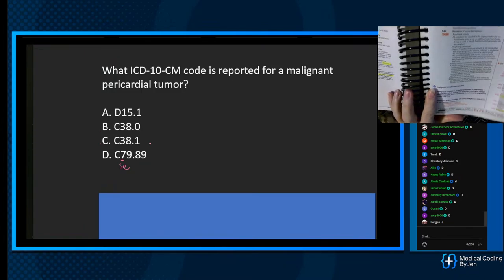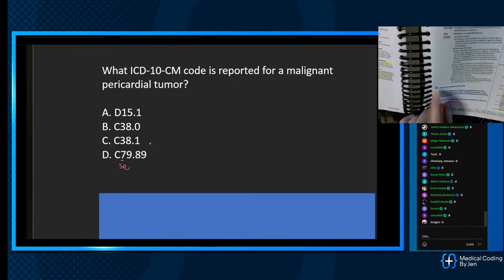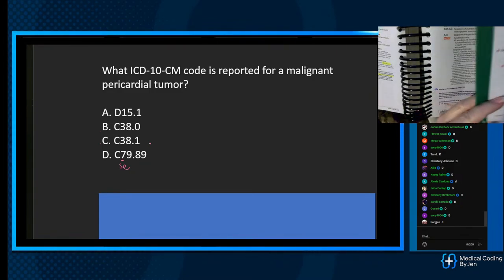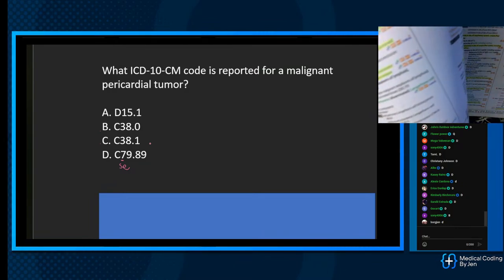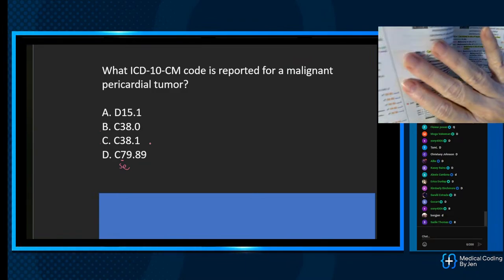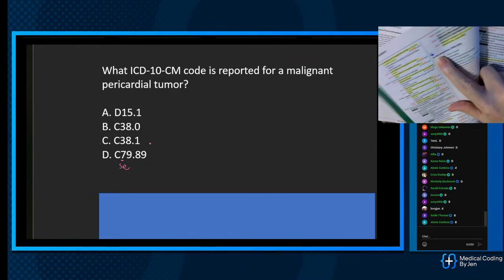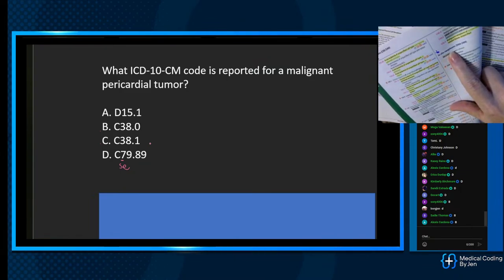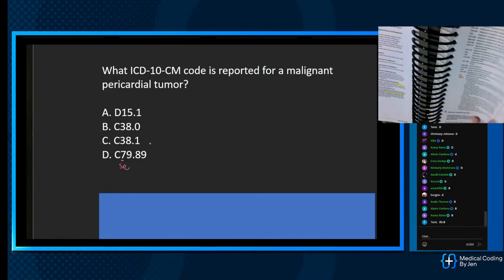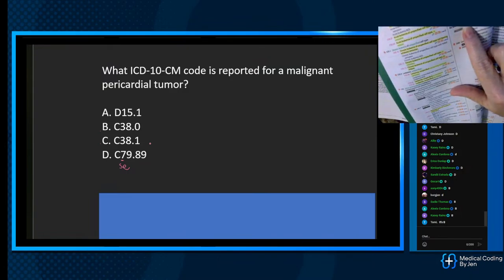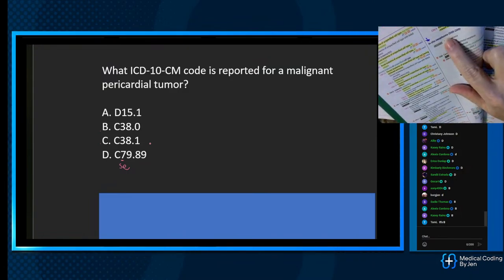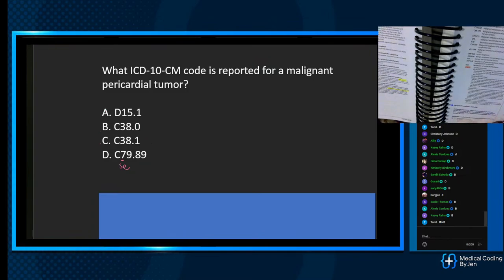Also, one cool thing is if you just go to C00, you've got a purple header that says malignant neoplasms. If you go to D00, you're going to have another purple header that says in situ neoplasms. You can decide whether it's malignant or in situ just based off the purple headers. But that also gets me to get rid of this, because we're going to stay right here with the malignant, right?